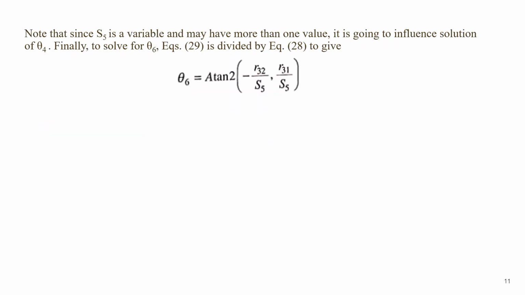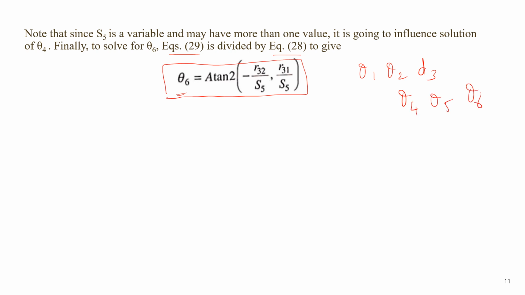Now, theta 4 and theta 5 are known. The only unknown left is theta 6. Using equation 29 and dividing that equation by equation 28, you will get the theta 6 value. This is the expression for determining theta 6. So all the joint variables, that is theta 1, theta 2, d3, then theta 4, theta 5, theta 6 of the 6 DOF Stanford manipulator have been derived for the given end effector pose.